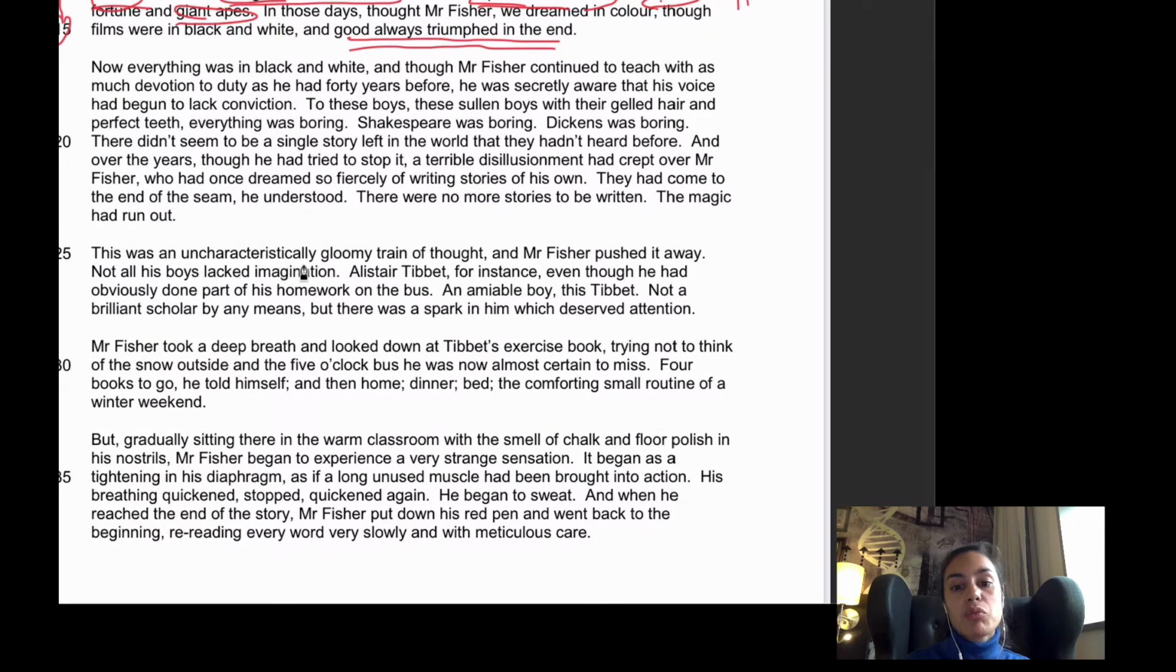This was an uncharacteristically gloomy train of thought, and Mr. Fisher pushed it away. Not all his boys lacked imagination. Alistair Tibbet, for instance, even though he had obviously done part of his homework on the bus, an amiable boy, this Tibbet. Not a brilliant scholar by any means, but there was a spark in him which deserved attention. Mr. Fisher took a deep breath and looked down at Tibbet's exercise book, trying not to think of the snow outside and the 5 o'clock bus he was now almost certain to miss. 4 books to go, he told himself, and then home, dinner, bed, the comforting small routine of a winter weekend.